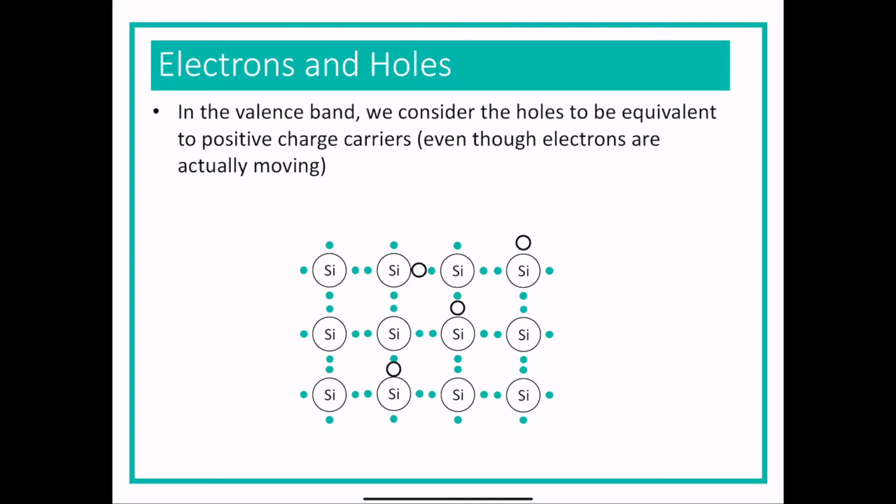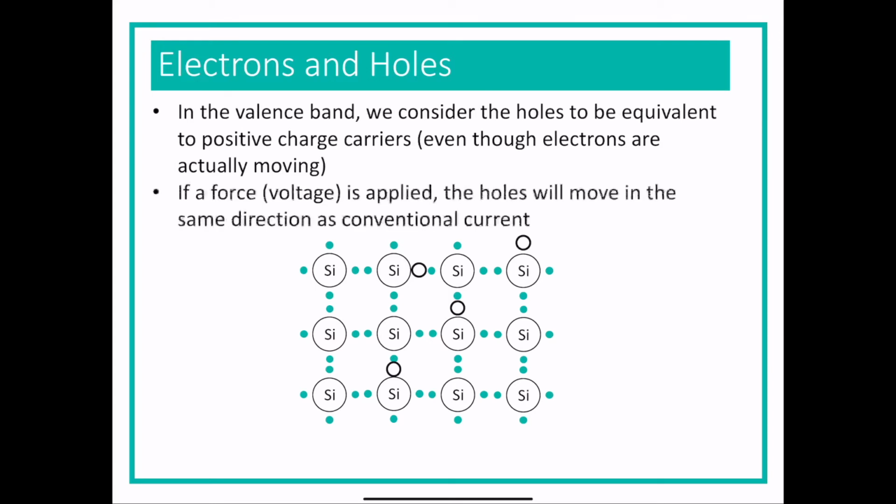And if you apply some kind of voltage, the holes will actually move in the direction of conventional current. So that's one idea, is that holes actually move charge and holes are considered to be positive charges. Electrons are negative charges, holes are positive charges. Holes are in the valence band, electrons are in the conduction band. Electrons move freely. Holes are created basically from electrons moving from atom to atom, so it's a different kind of motion.